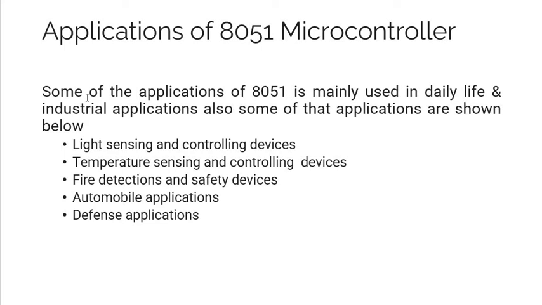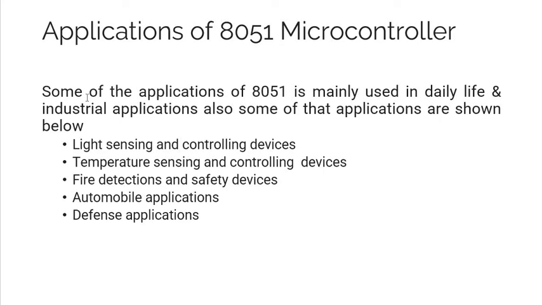Like if you want to sense light and control devices, then we can use the 8051 microcontroller. It is used in solar panels and in small DC applications. We can also add thermal sensors and thermal control sensors or thermistors to the 8051 control, and we can also detect temperatures. And we can also detect fire and build safety devices. Safety devices and fire detectors should be very light in weight and robust, so they have to work at specific times. So fire detection and safety devices use the 8051 microcontroller, and automobile applications too.